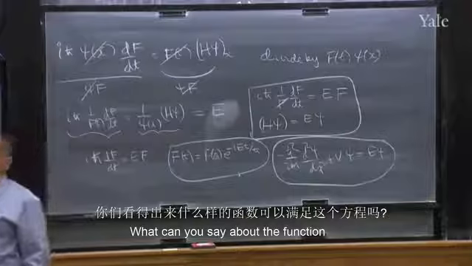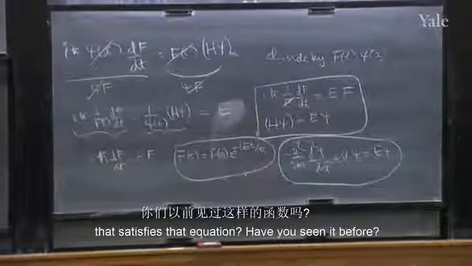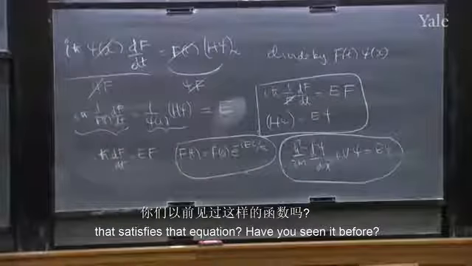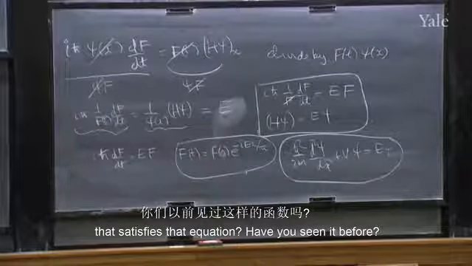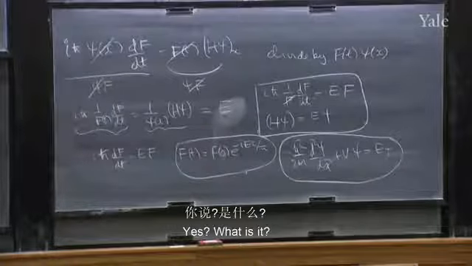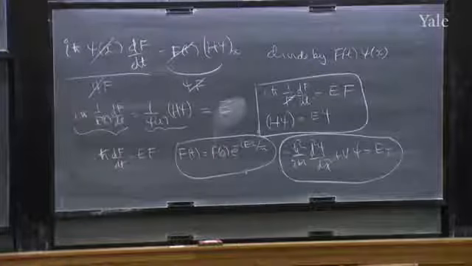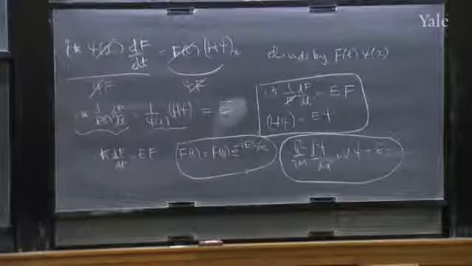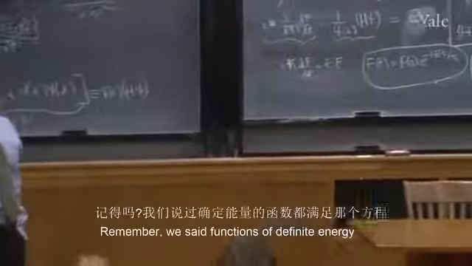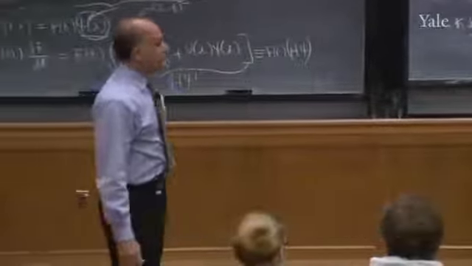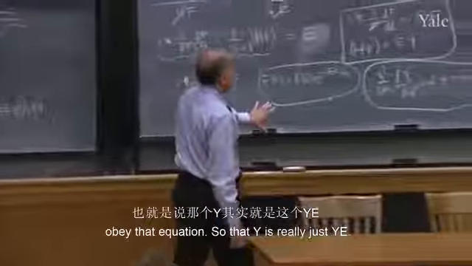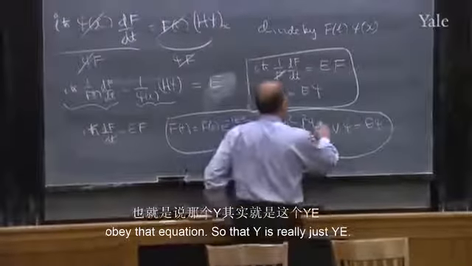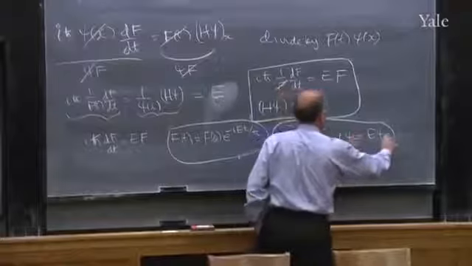And you guys know who that is, right? What can you say about the function that satisfies that equation? Have you seen it before? Yes? What is it? Schrodinger equation. It's a state of definite energy. Remember, we said functions of definite energy obey that equation. So that ψ is really just ψ sub E.